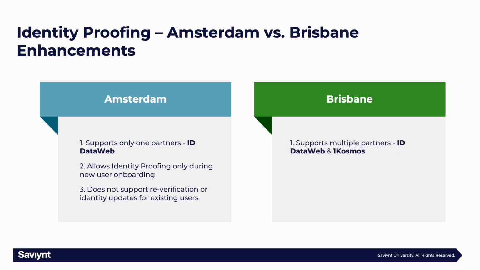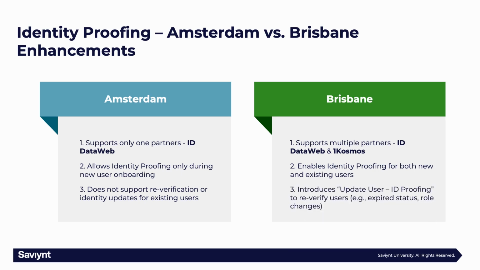With Brisbane, Saviynt now supports both ID Data Web and OneCosmos. Identity proofing is now available for both new and existing users. A major new feature is the Update User ID proofing, enabling re-verification scenarios like role changes or expired verification statuses.